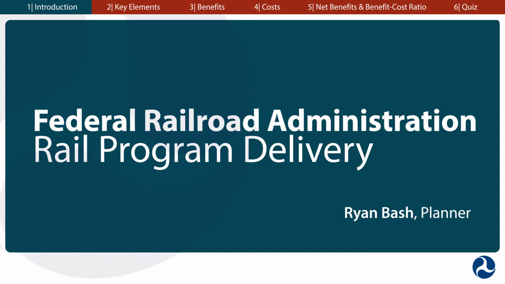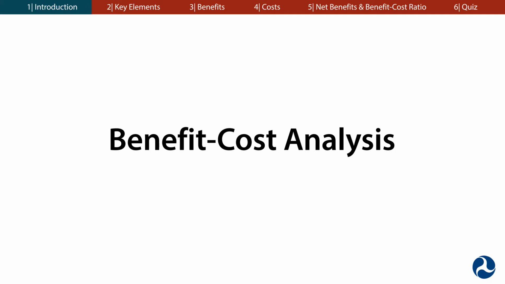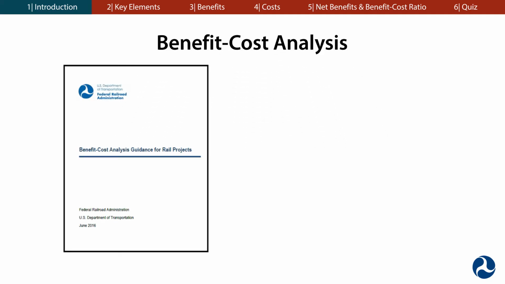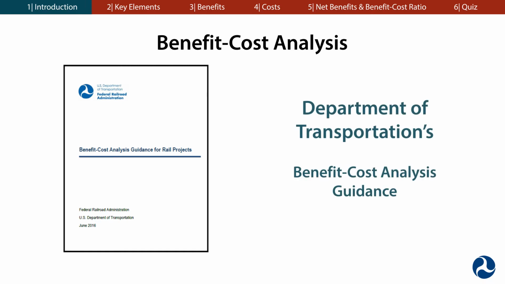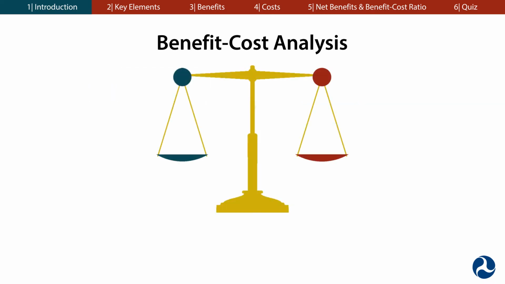Hello, everyone. In this video, we'll go over the elements that make up FRA's Benefit Cost Analysis Guidance. FRA's guidance on how to conduct a benefit cost analysis for FRA-funded or financed projects is in accordance with DOT's Benefit Cost Analysis Guidance. A benefit cost analysis, or BCA, is a systematic process for estimating and comparing the benefits of a project to the costs of the project over a specific period.